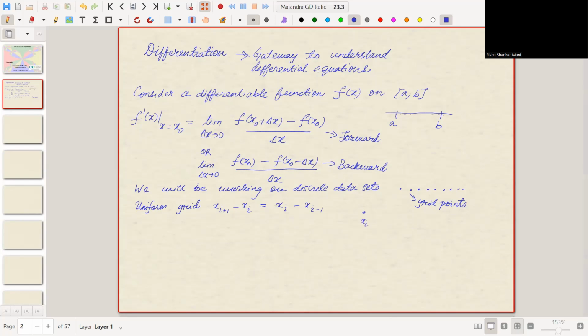This is your point x_i, one of your grid points. This will be x_{i-1}. This will be x_{i+1}. So x_i minus x_{i-1}, this spacing is the same as this spacing. And it should be for any i.